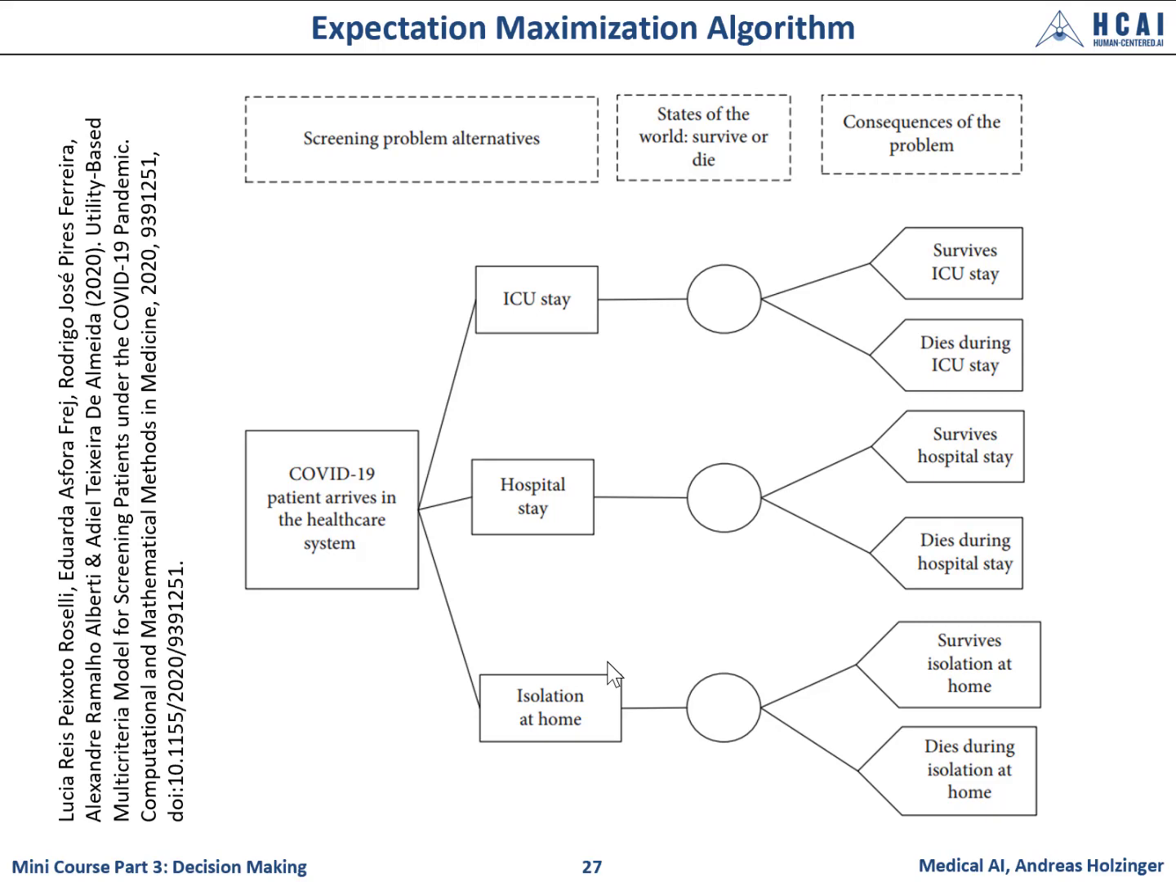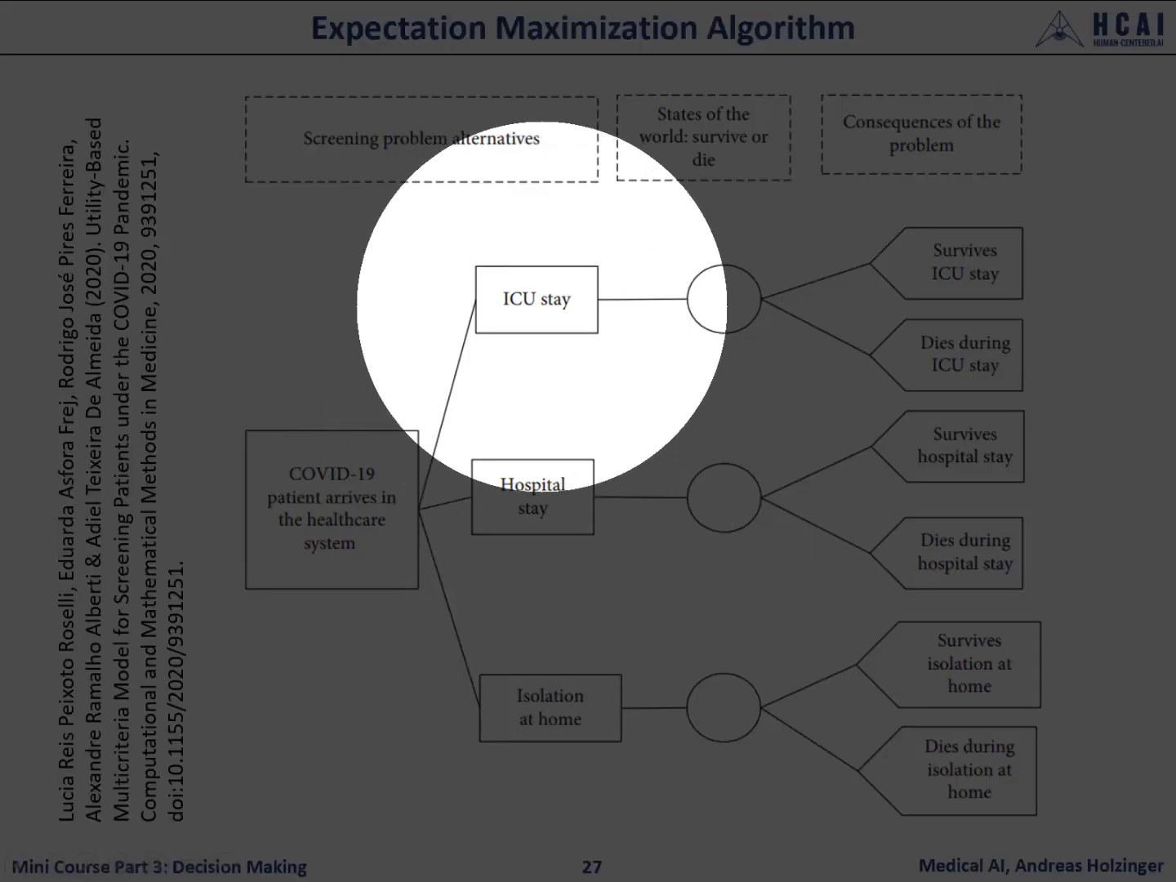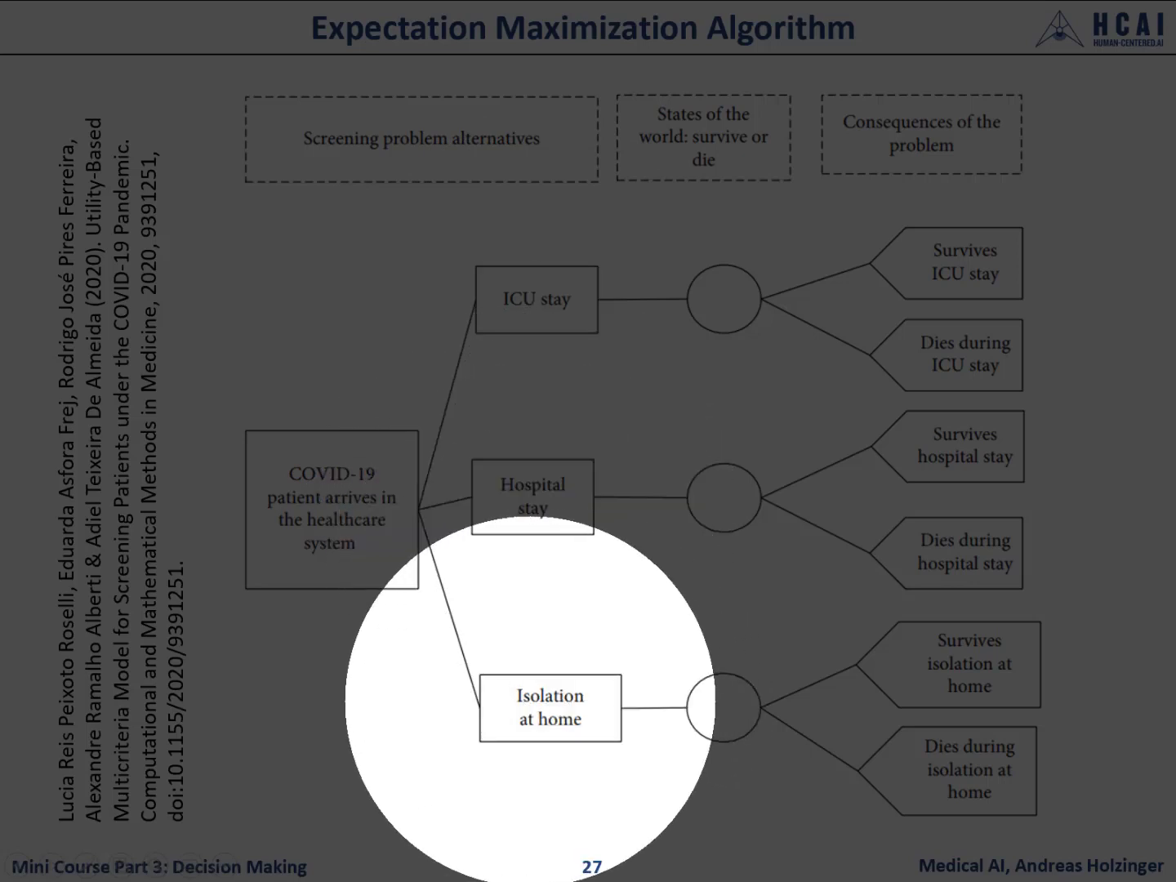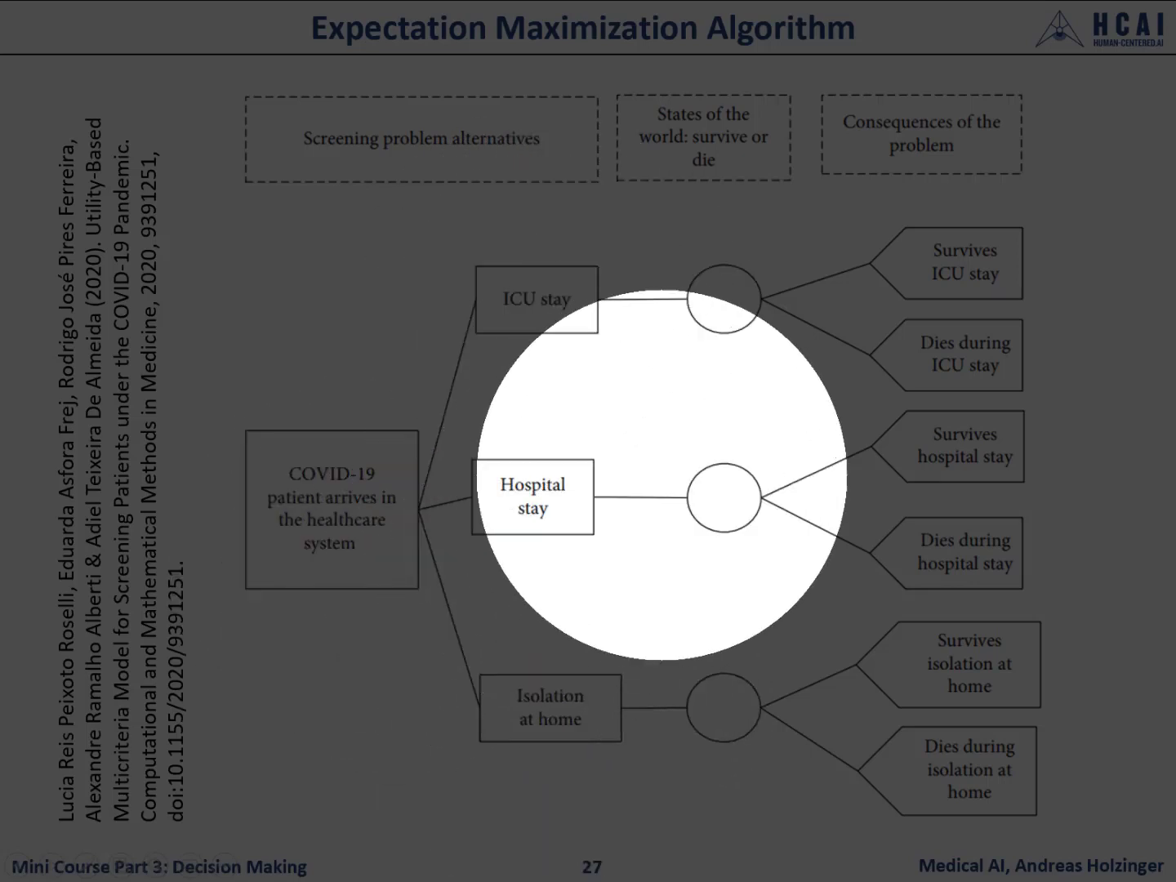And this study used the concepts of multi-attribute utility theory. This goes back actually to exactly what I have shown before. And this puts forward a mathematical model to aid the physicians in the screening decision problem. The model is used to generate which of the alternatives, here you see the alternatives, so we have the three alternatives: ICU stay, hospital stay, or isolation at home. So this is the decision problem.